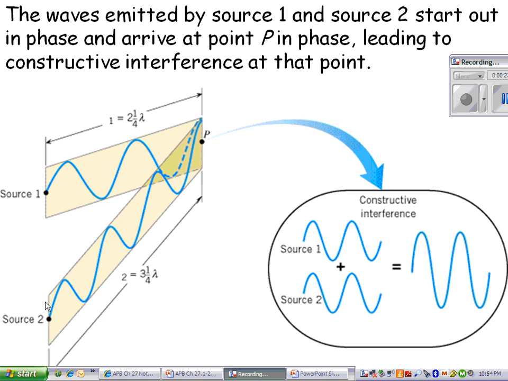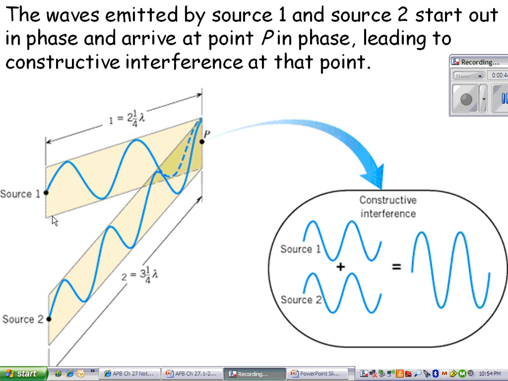Here's source 1 and here's source 2. They each are sending out a wave, and the waves emitted by source 1 and source 2 start out in phase and arrive at point P in phase, leading to constructive interference at that point. This is very similar to the constructive and destructive interference of sound waves we did a while ago.